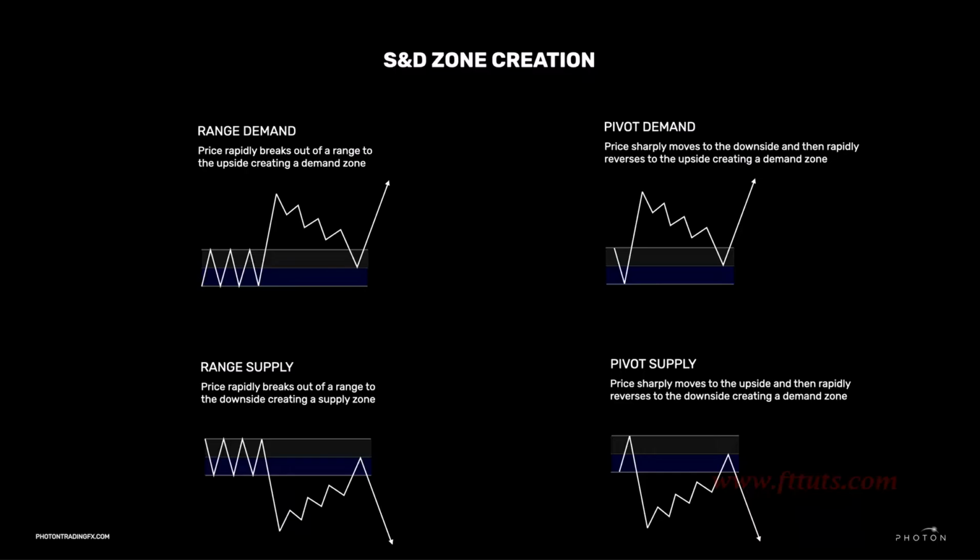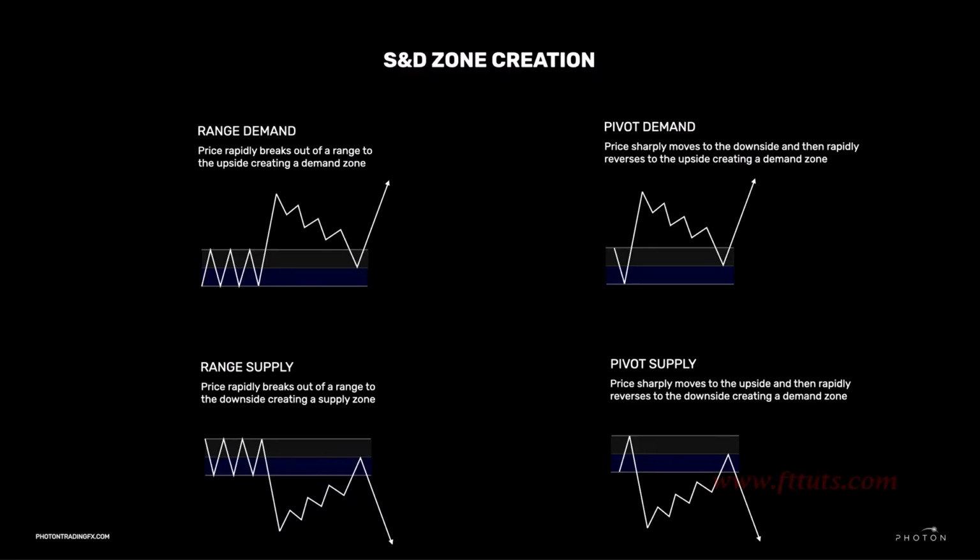So obviously the same thing goes for range created supply. We see price break out of a range to the downside, clearly indicating that in this case, supply managed to completely overwhelm demand, right? Because it causes that imbalance to the downside. So we wait for price to return to that range created supply zone, where we then look for potential entries to short the next move from that area where there is a lot of supply interest.